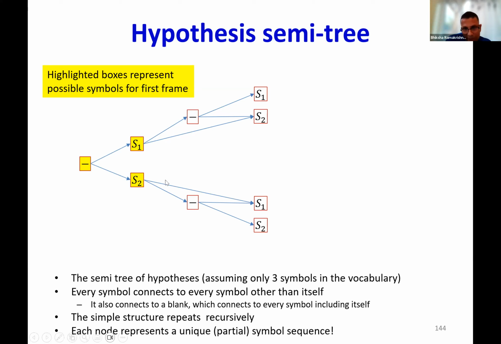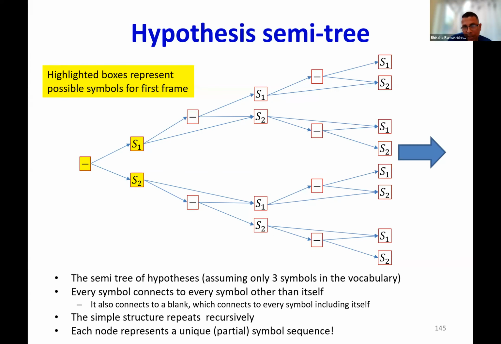So did that make sense, folks? And so here is the entire graph for all symbol sequences of length 3. This figure makes sense? Okay, and so this is what I'm calling a semi-tree, because you have these direct connections and the connections from a blank. It's not an exact tree, but it kind of is like a tree, right?